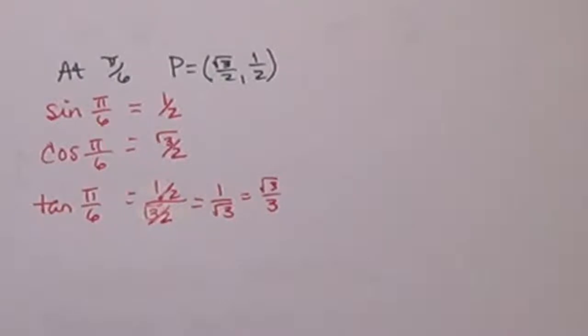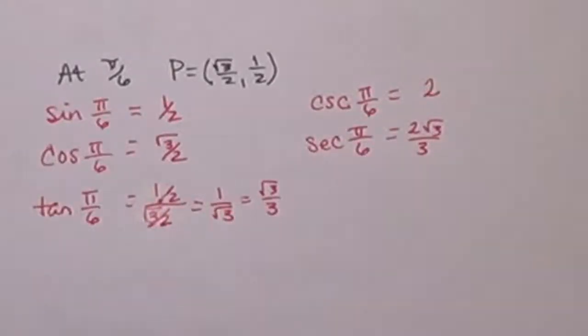For the reciprocal, again, we're going to reciprocate the y and x respectively. So for cosecant of pi over 6, we get a value of 2. And for secant of pi over 6, we get 2 root 3 over 3.